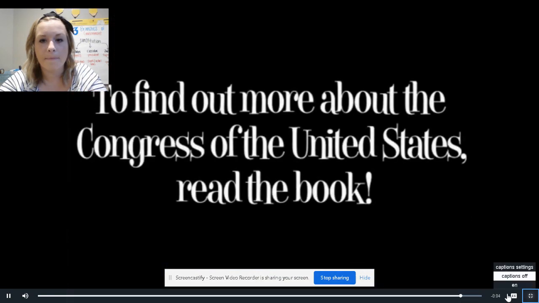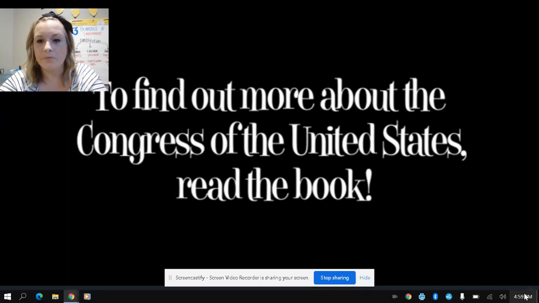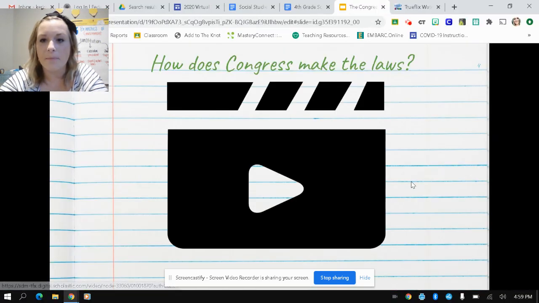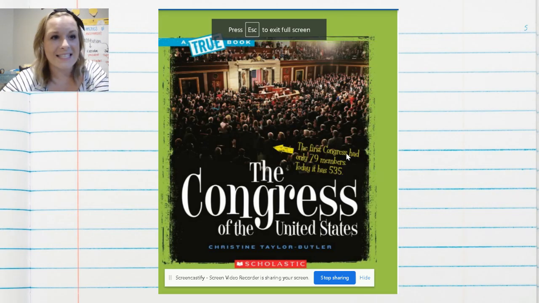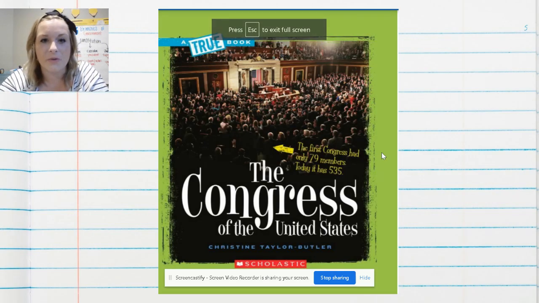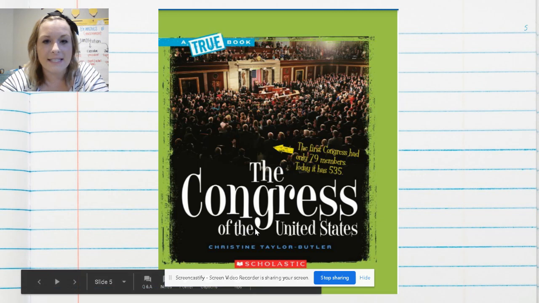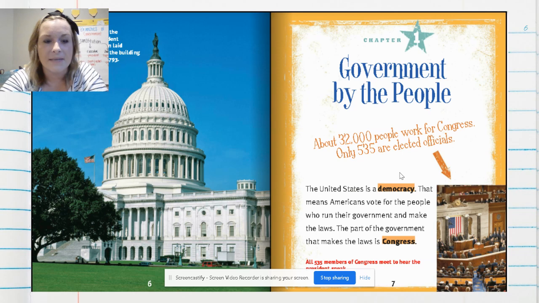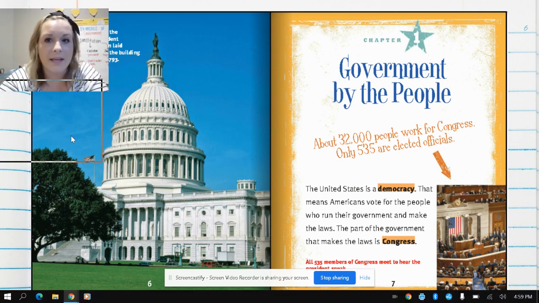To find out more about the Congress of the United States, read the book. And that is where we will start, is we are going to read the book. And in this lesson today, we're going to read chapters one and two. So, the Congress of the United States is the book we will read, and it says the first Congress had only 79 members. Today, it has 535 members. So, you can see how it has grown and progressed through time.